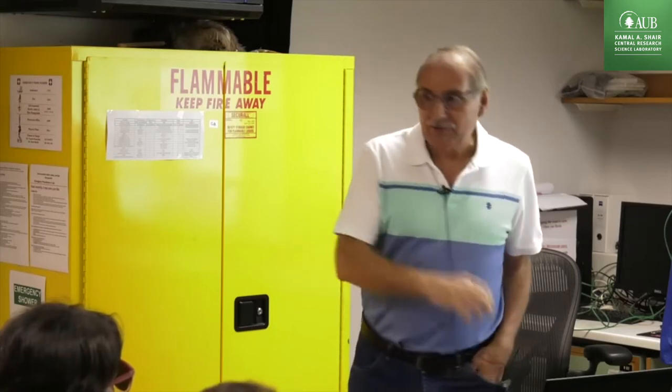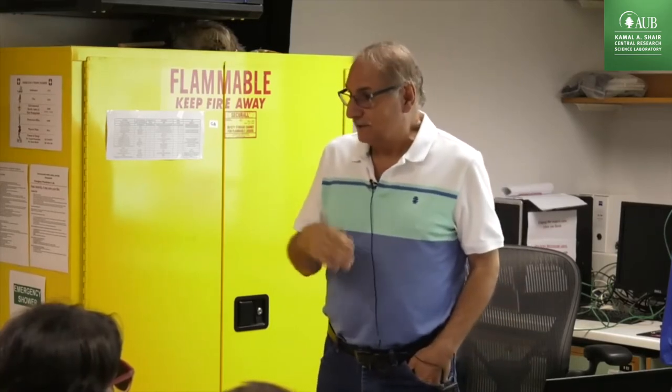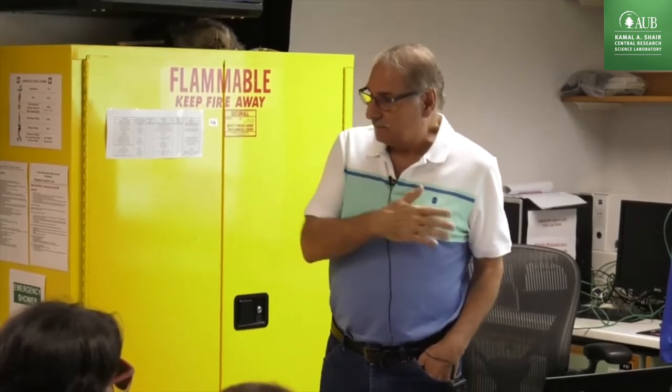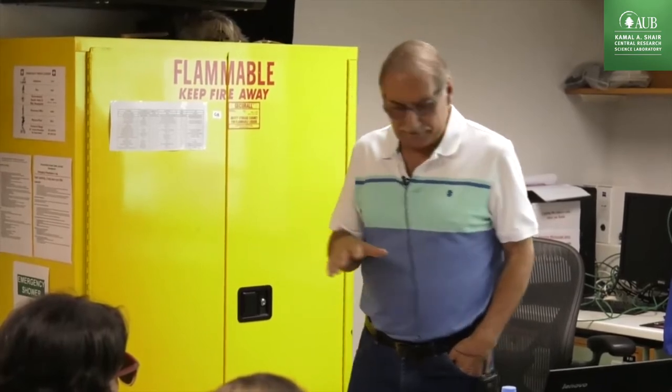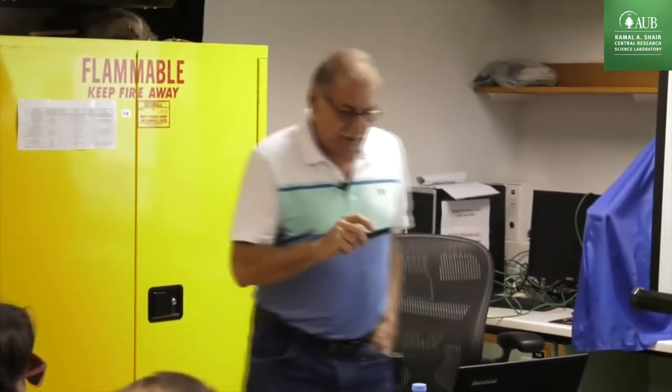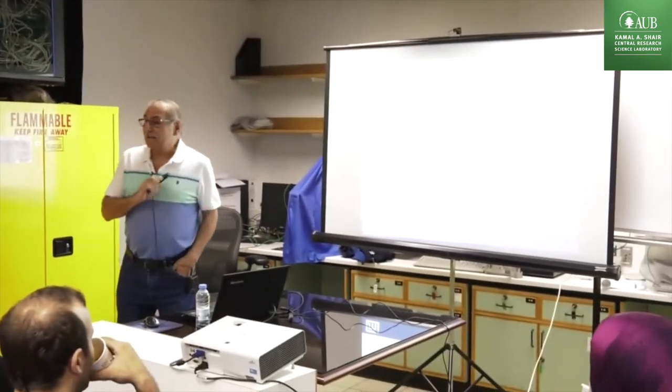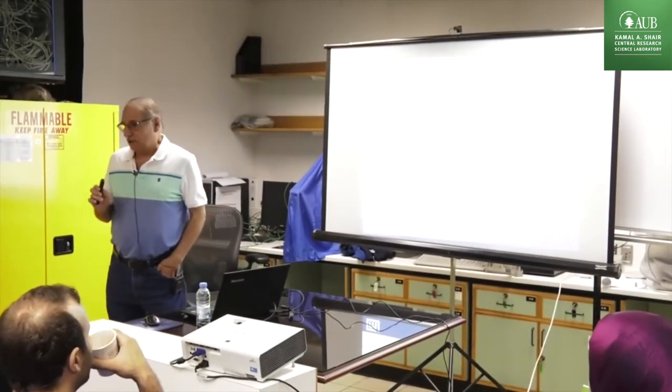So I'm going to show you now how we use chemisorption in order to characterize your catalyst chemically. Not physically, as we saw yesterday for the textures. Now we're going to see the active species on the catalyst. Okay, so chemisorption is a chemical reaction.